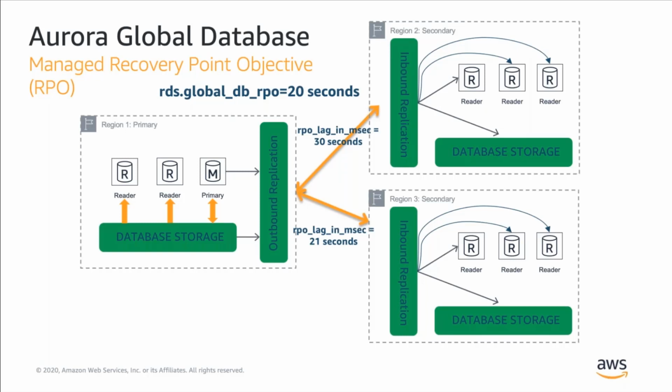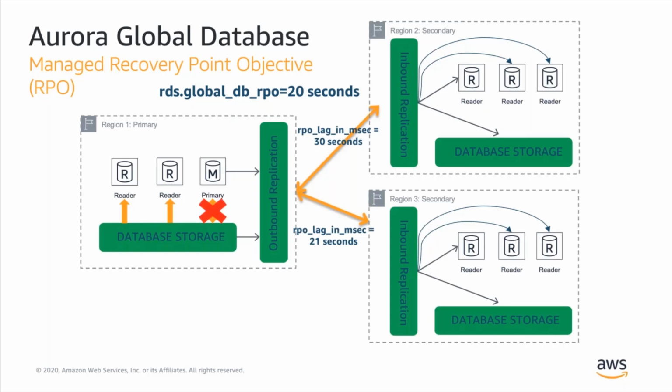But as we move forward in time, things have changed, and both the secondary databases are starting to lag. The Region 2 database is 30 seconds behind, and the Region 3 database is 21 seconds behind. Both are outside the 20-second limit set by the customer. So what happens next? What does managed RPO do in this scenario?